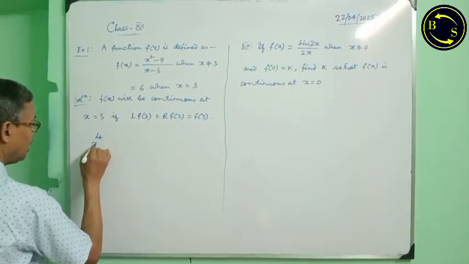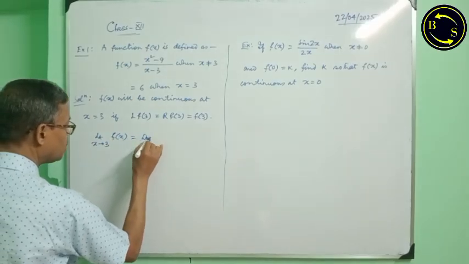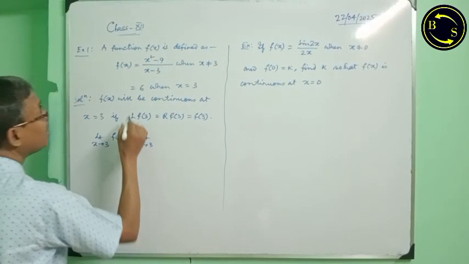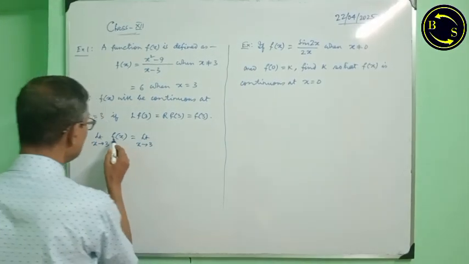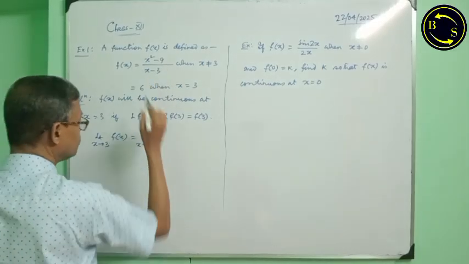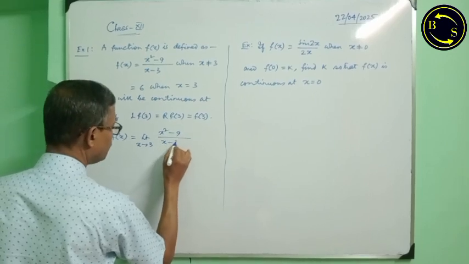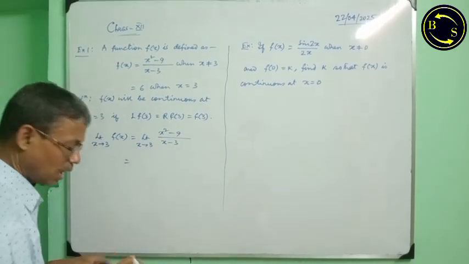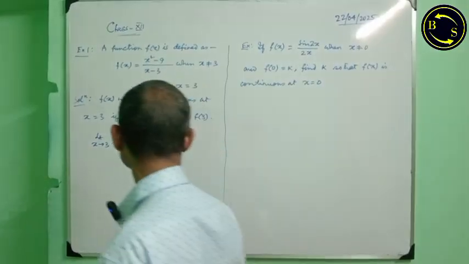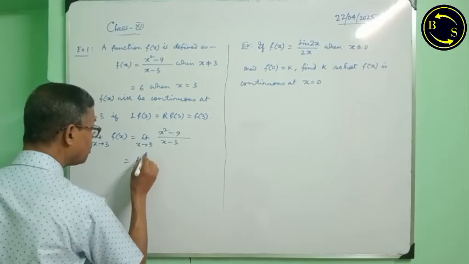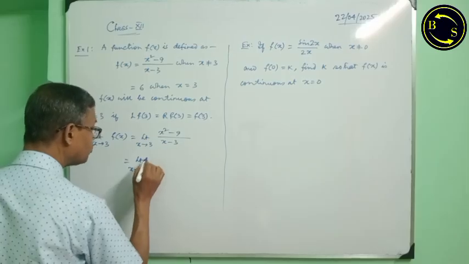Limit x tends to 3 f(x) is equal to limit x tends to 3 of the expression, since x tends to 3, that means x is not equal to 3. That is why for f(x) we have to replace this expression. Now we calculate the limiting value as learned in class 11. First we simplify the numerator, or write the factor form of the numerator.